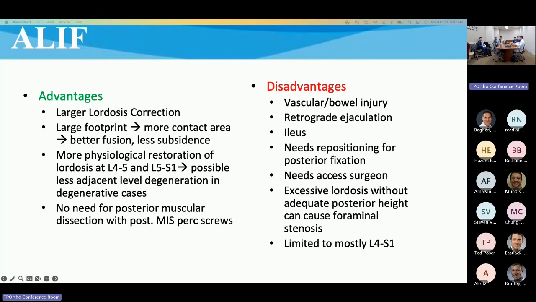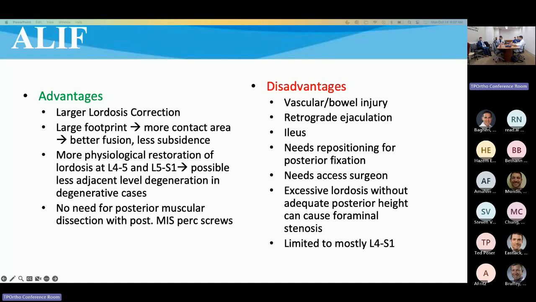All right. So disadvantages, obviously, vascular bowel injury, retrograde ejaculation, which I think is underreported. You have to do 2 positions. And then this is probably the biggest one, need access surgeon. It's not a big deal to need an access surgeon, but not everybody has an access surgeon. So we are in a somewhat unique scenario where we've got not 1, but 2 really good access surgeons.